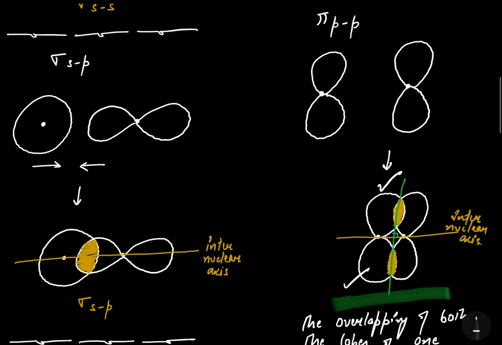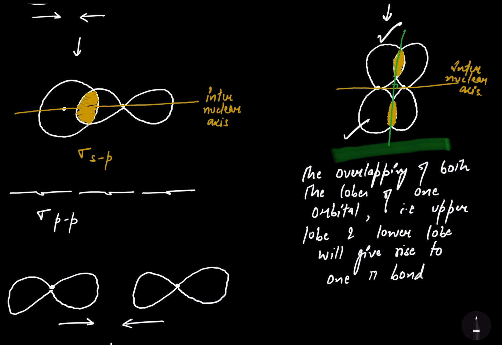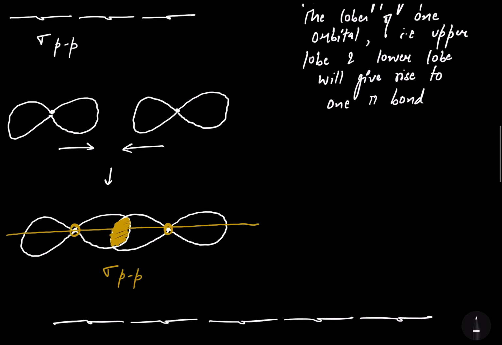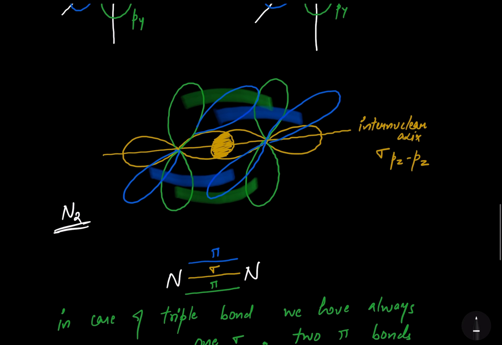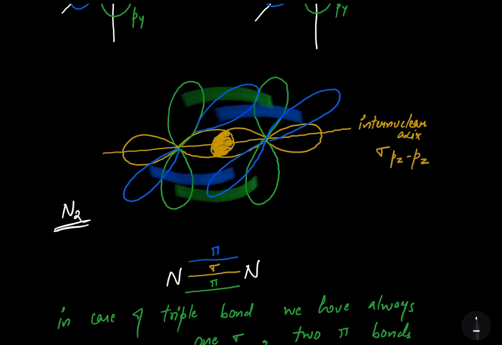And another important thing which I have written over here is that the overlapping of both the lobes of one orbital, the upper lobe and the lower lobe, will give rise to one pi bond, not two. Here the students always get confused, and I'm clearing it again and again. So that's the three-dimensional diagram for the formation of one sigma and two pi bonds. Here the sigma bond has been formed by pz and pz. After that, two pi bonds have been formed: one pi bond between py and py, and the other pi bond between px and px.